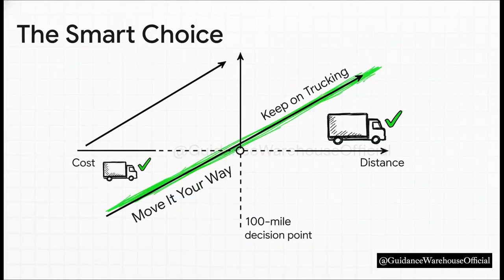This gives us a crystal clear decision point. If your trip is anything less than 100 miles, Move It Your Way is your cheaper option, for sure. But the moment you go over 100 miles, that lower per mile rate from Keep On Trucking starts to save you money. Our model just gave us a clear, data-driven answer, no guesswork needed.